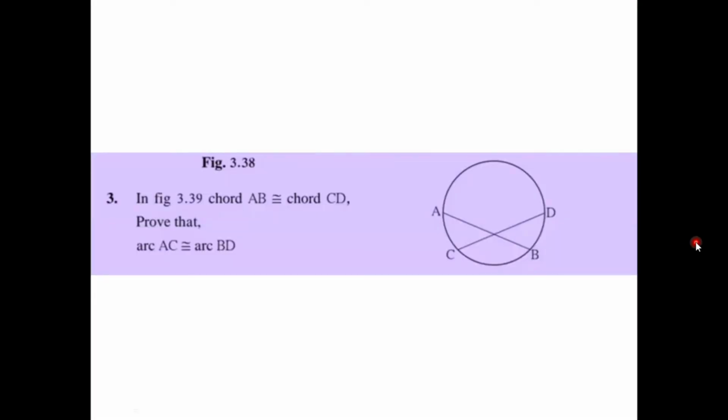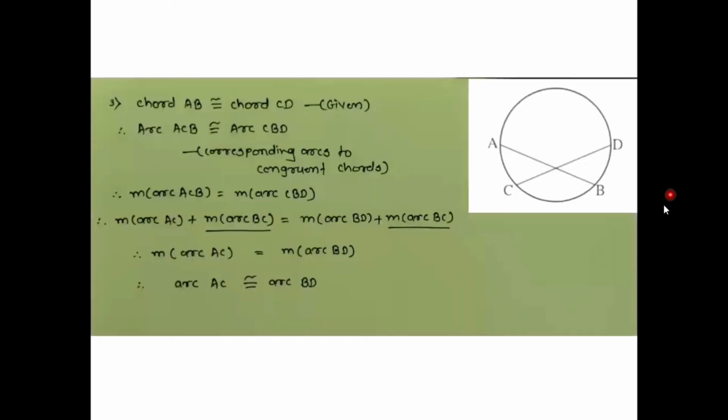Now the third question we have: in the figure given, chord AB is congruent to chord CD. So it's given these are the two chords AB and CD, and they are congruent. And we have to prove from this that arc AC is congruent to arc BD. As you can see in the diagram, we have to prove arc AC is congruent to arc BD.